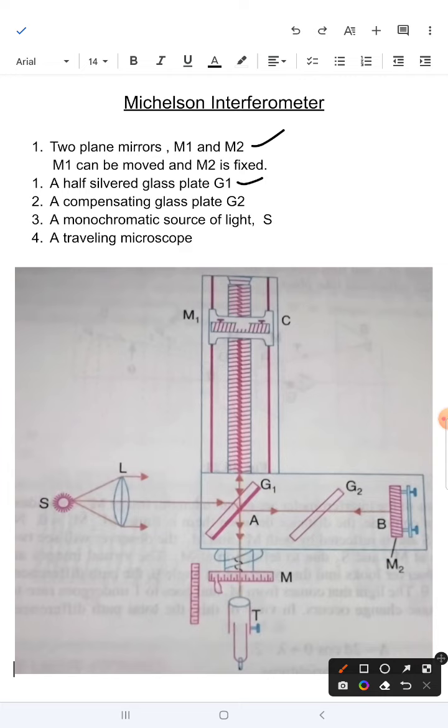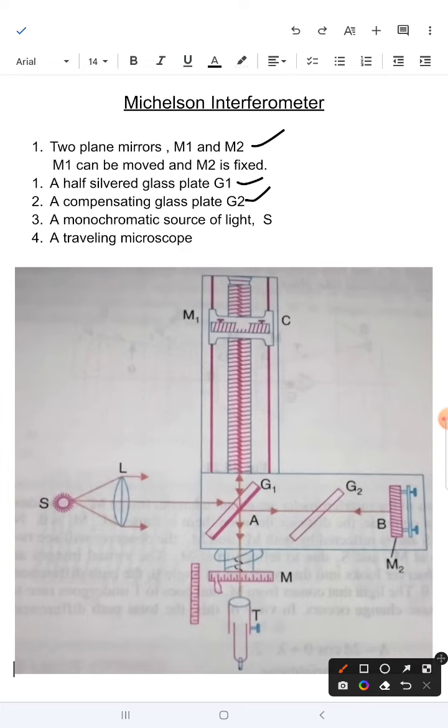We also need one more glass plate, a compensating glass plate, which we denote with G2. These two glass plates, G1 and G2, have the same size. The only difference is that G1 is a half silvered glass plate, but G2 is a normal glass plate of equal size.